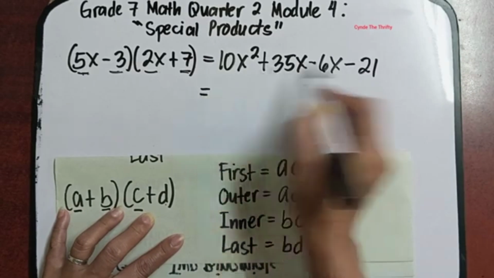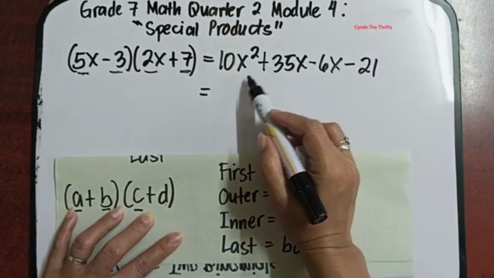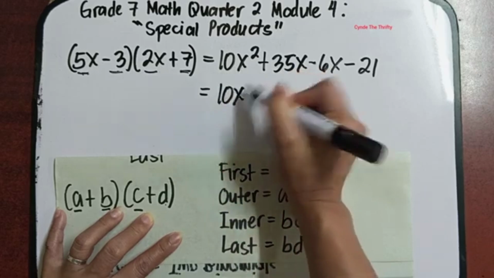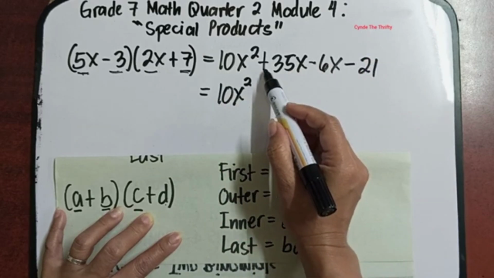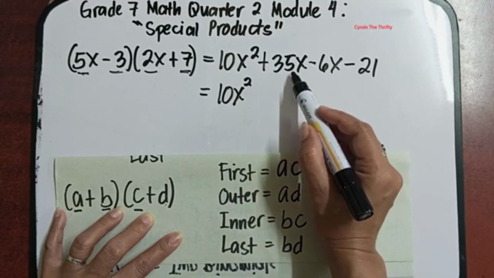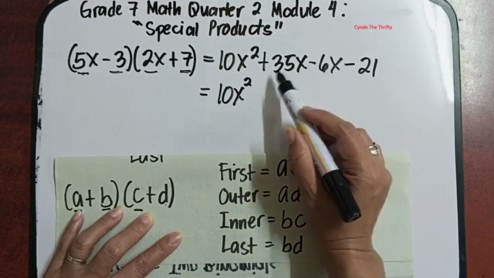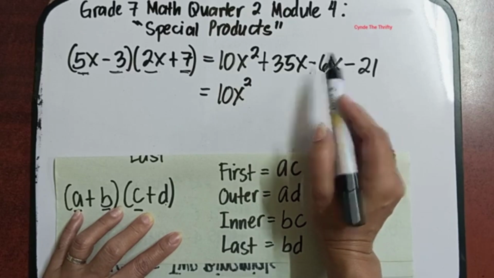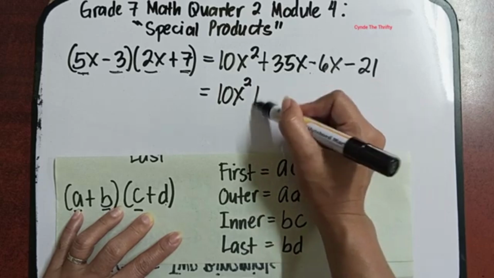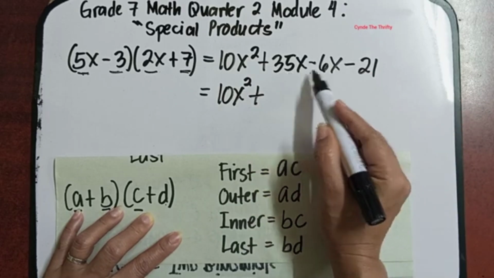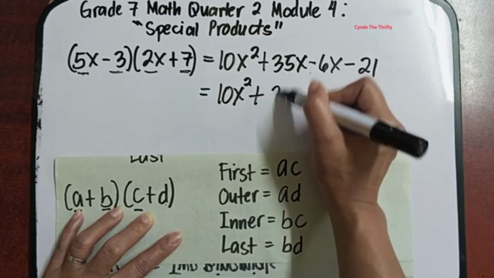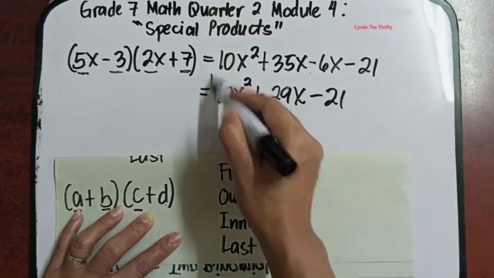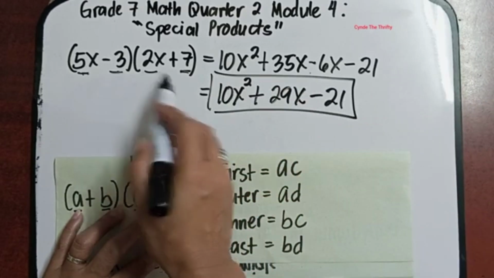Okay, so, isimplify natin ang ating sagot. Sa ating sagot, pagsamahin lang natin yung mga like terms natin. So, si 10x squared, wala siyang kasama. Kopyahin lang natin siya. So, plus and negative. So, positive 35x at negative 6x. So, positive and negative is subtract, at kopyahin natin ang sign ng bigger number. So, si 35 ang bigger, kaya plus ang kopyahin natin. So, 35 minus 6 is equal to 29x minus 21. Okay, so ito na yung sagot natin sa ating binomial.